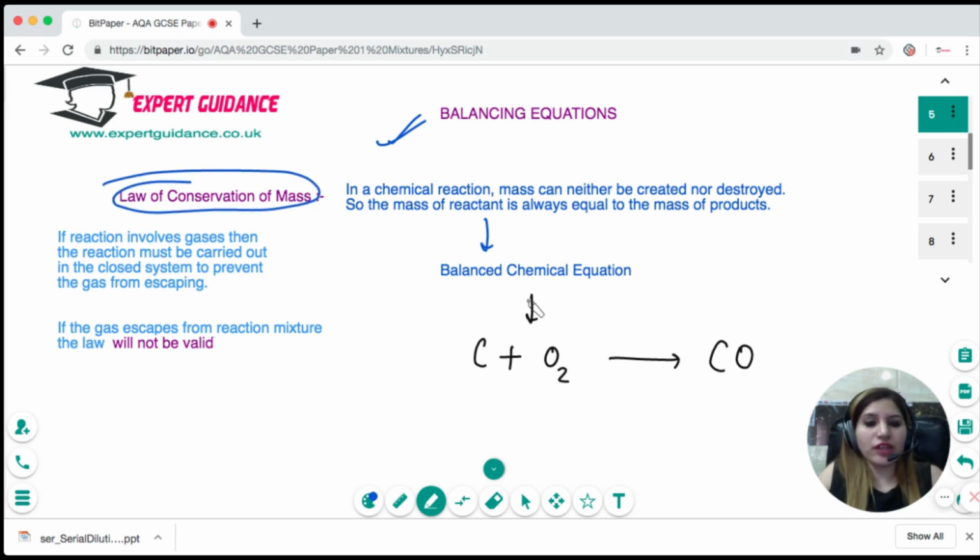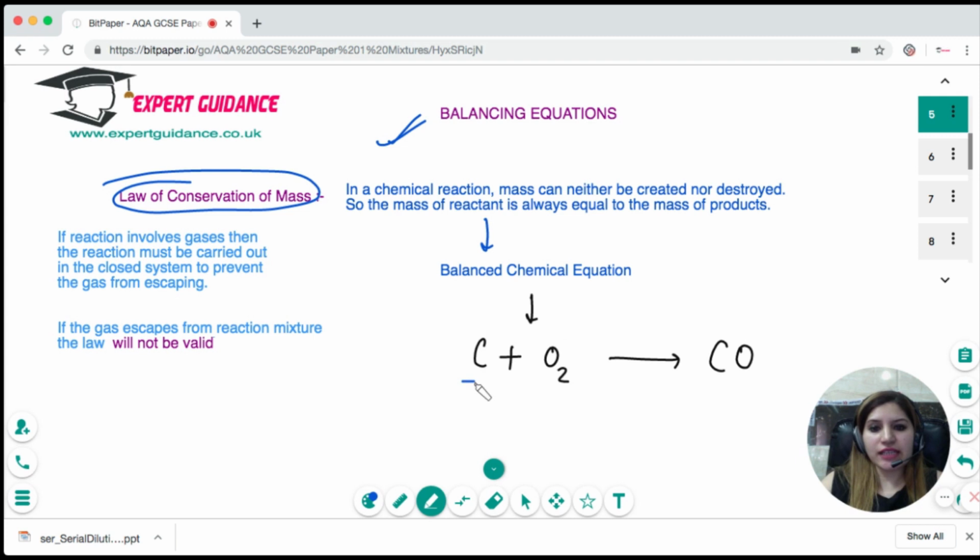Now what is the law of conservation of mass? That mass can neither be created nor destroyed. So there is an equal mass of reactants being reacted, and the mass of the products will be equal to the mass of the reactants. So now let's look at this question.